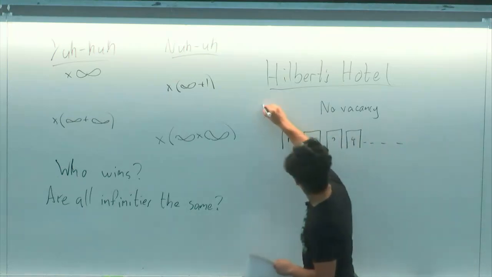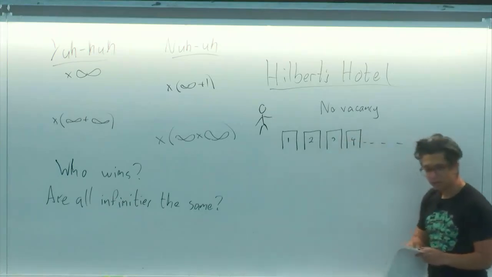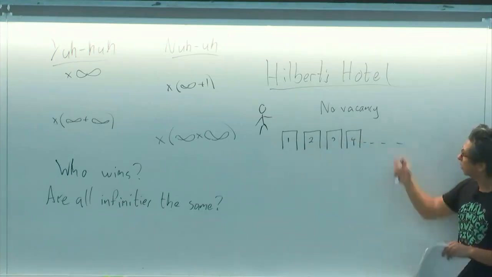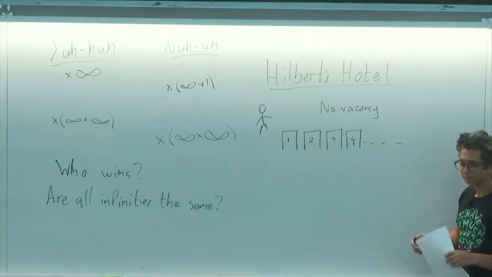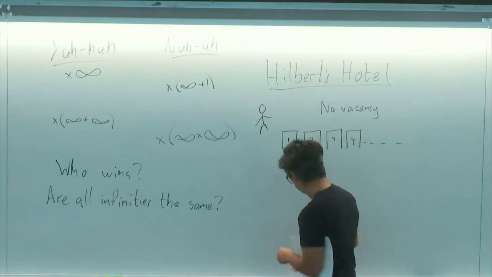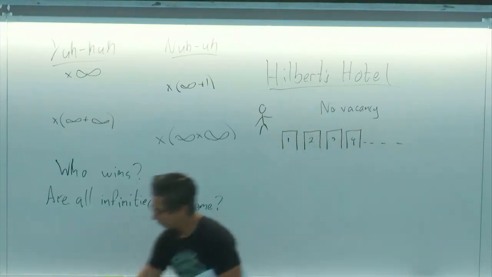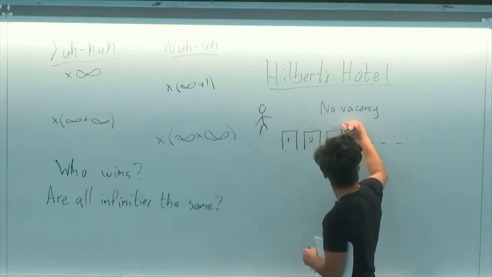So now let's say a new person comes along and says they want a room in the hotel. Well, there's no vacancy. What are we going to do? Yeah. Move everyone by one room. Yeah. So there's this trick. We can have each person move forward one room.